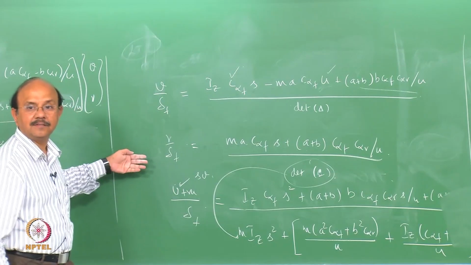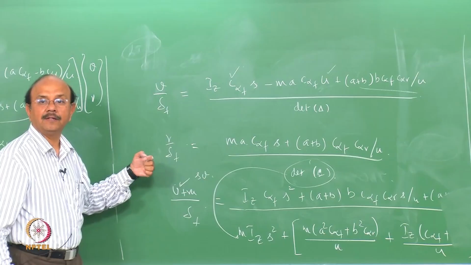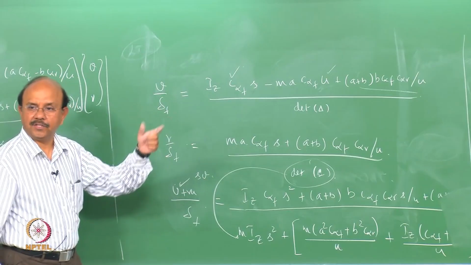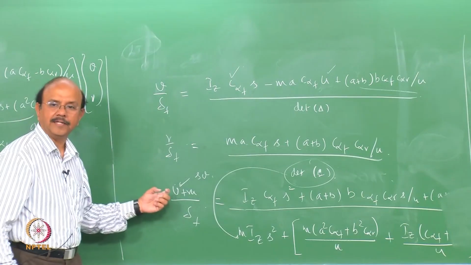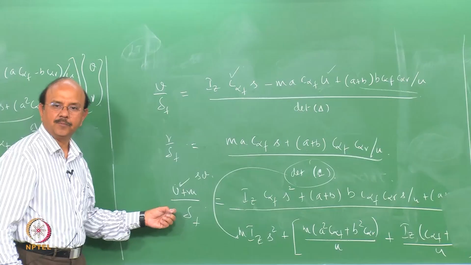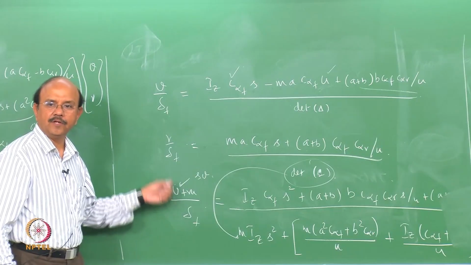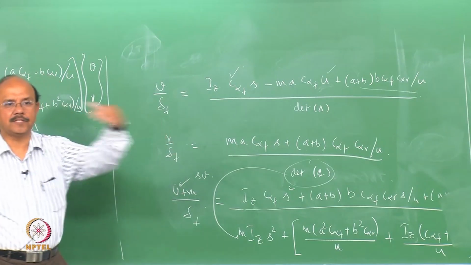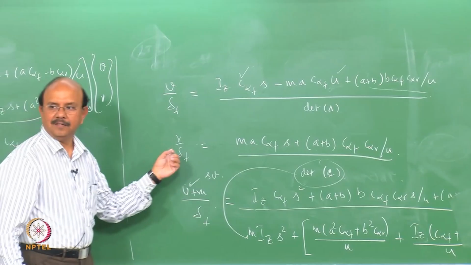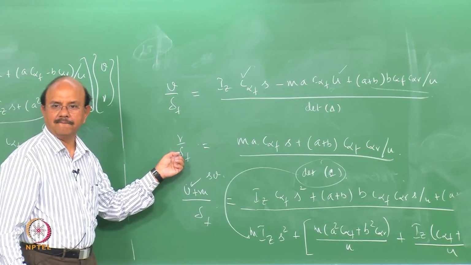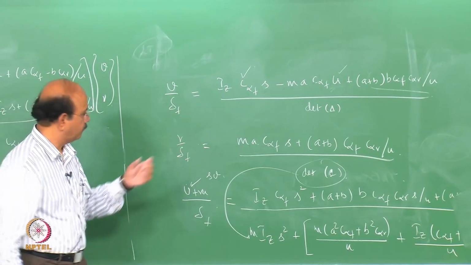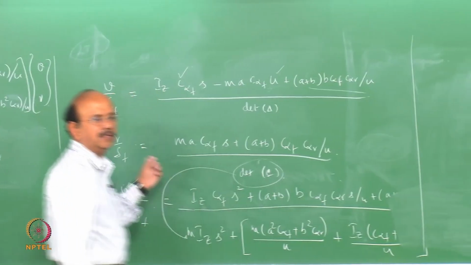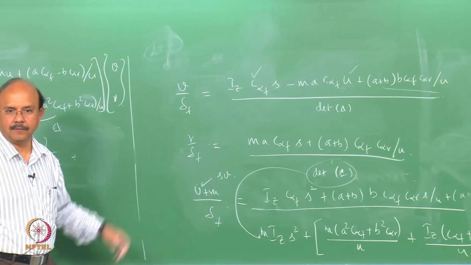If I have to take a double lane change, then the response I would be looking for is this. If I have to do, say, for example, a cornering, then the gain is this. That's the expression which I would be looking for, right?